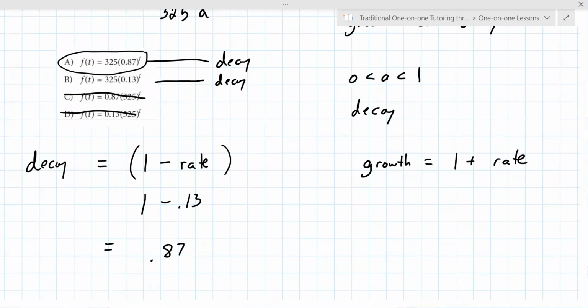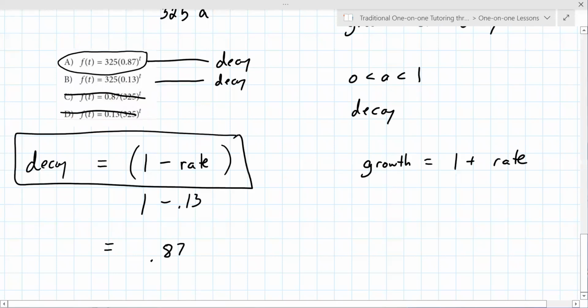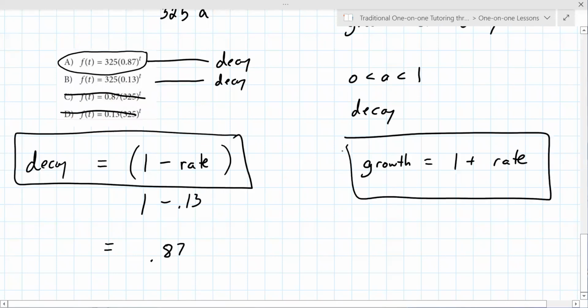Sorry, I was taking notes. What did you say? I said that A is the correct answer, but do you see how 0.13 is in the answer for letter B? And it's very easy for you to say, oh, it must be letter B. Sometimes you must know the decay and growth formulas. And they're awkward. They're not intuitive, unfortunately. Intuitive would be 0.13, but that's not the case.